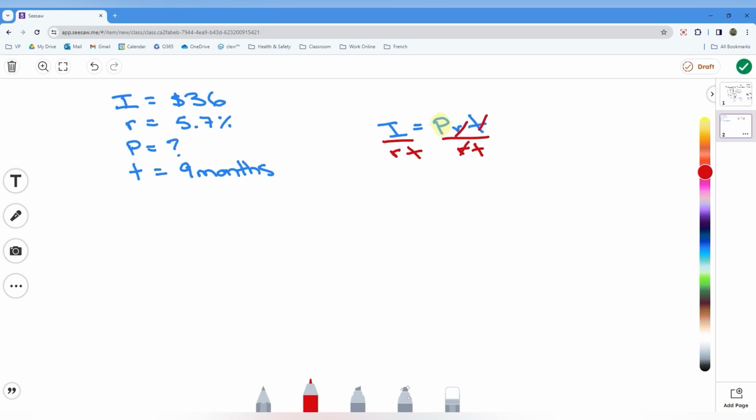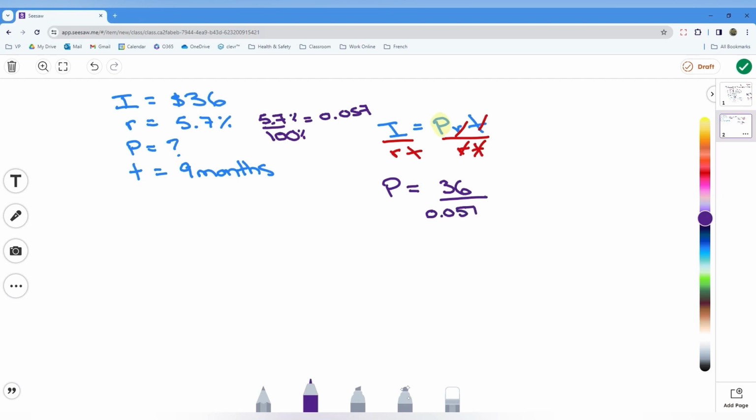So those will cancel. So now I can solve for P, and I have to substitute in, what is the interest? Well, that was $36. What is our rate? Our rate is 5.7%. Did you remember that rate needs to be in decimal? So to do that, I know that percent is always out of 100. So I'm going to divide this by 100, and that is going to move the decimal 2 places left, making it 0.057.